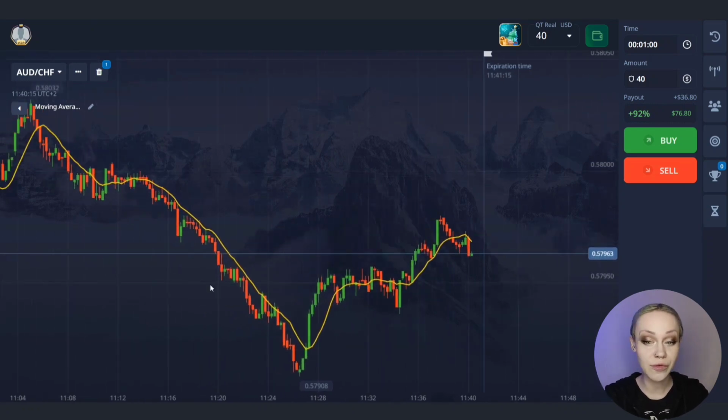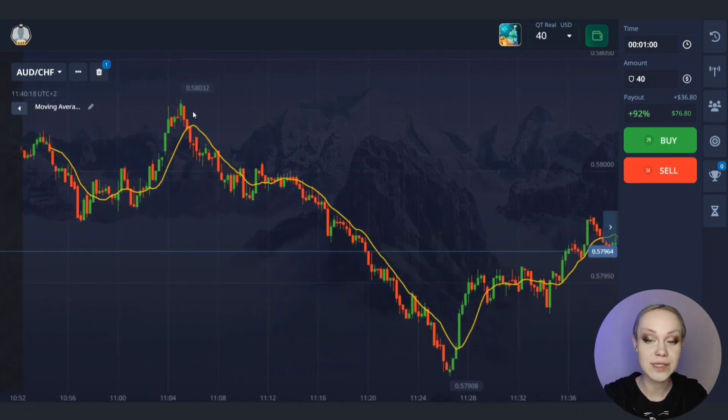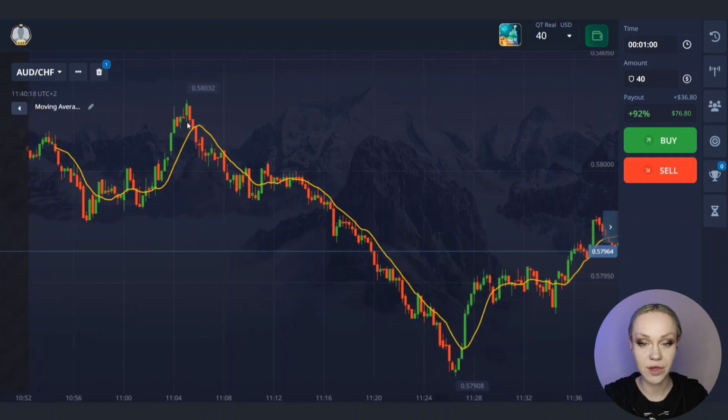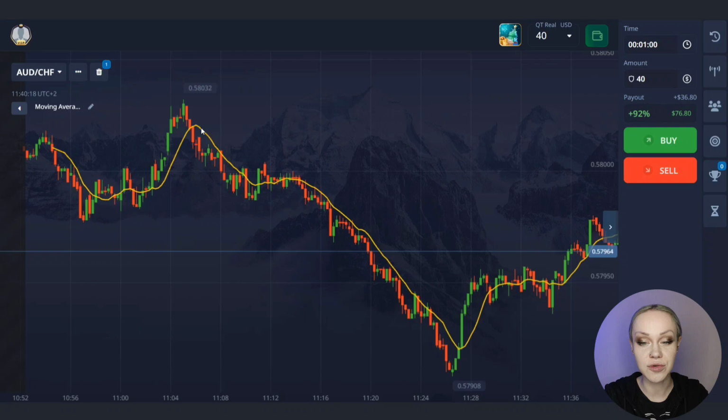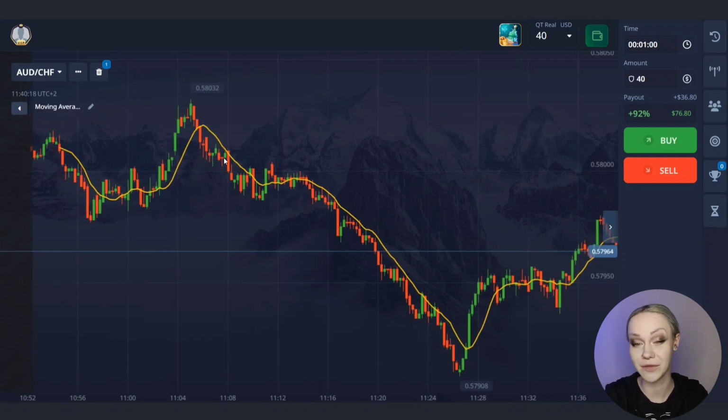When, for example, the price crosses the moving average from top to bottom and continues to move further, the moving average also reverses after the price. It means that a trend reversal occurred from this point on the chart and the price will move down in the near future. Here we can open a trade on a downtrend.